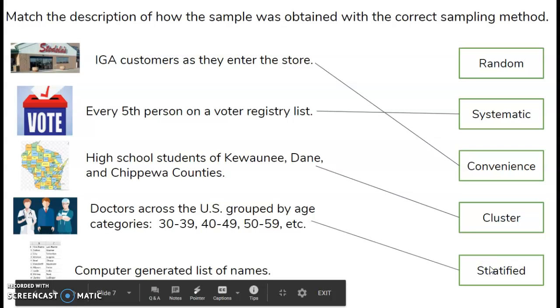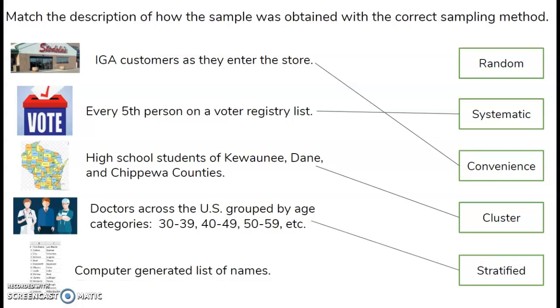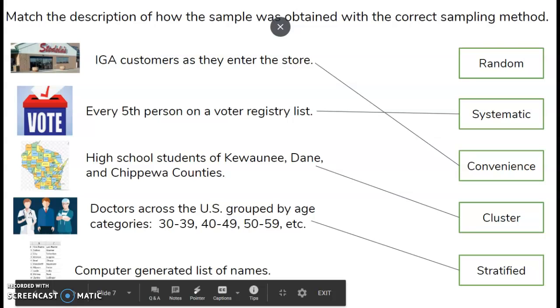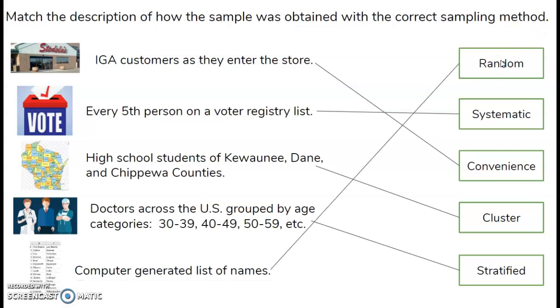And finally, I used a computer program, generated a list of names. I don't know, maybe they're logins for something, and picked random people off the list. So that is random. So that's pretty much what your quiz is going to look like, is trying to figure out which one of these goes where.